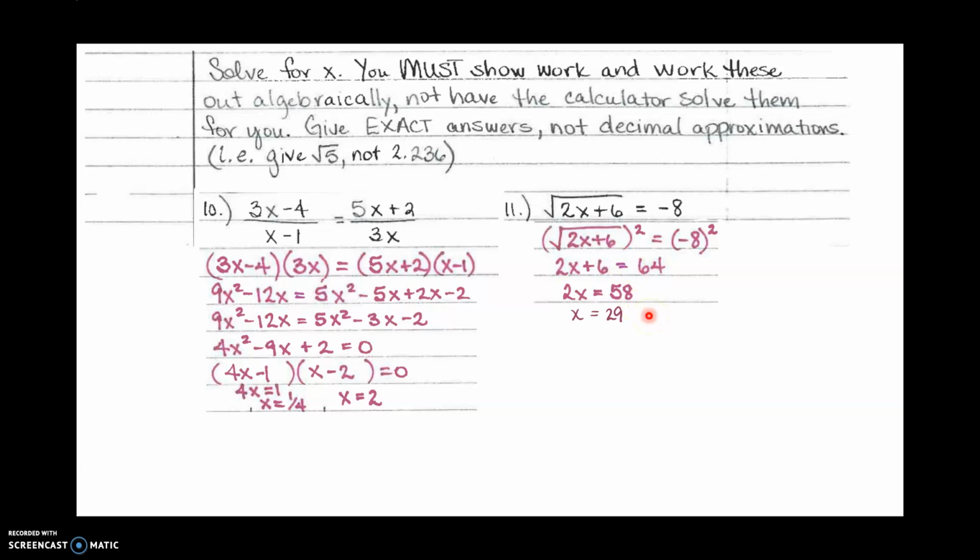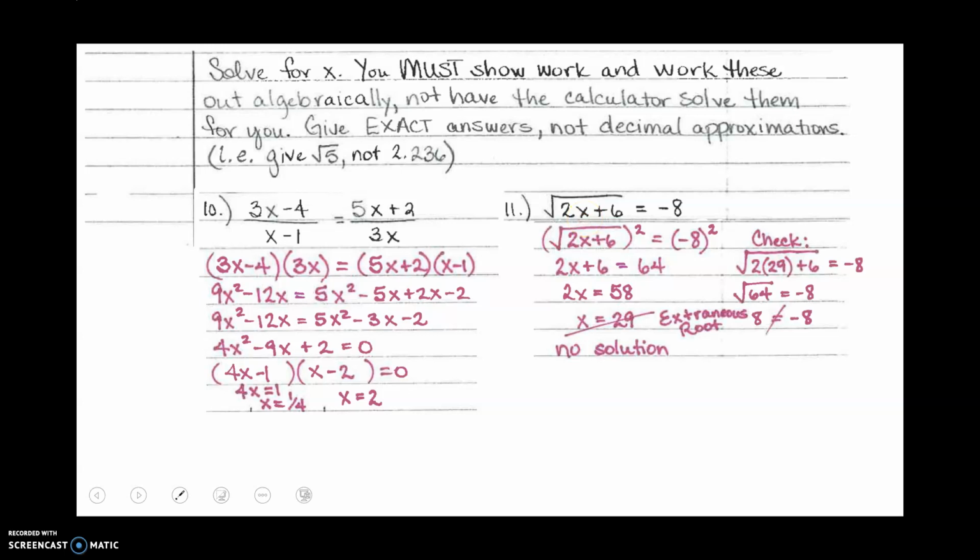So if we take 29 and plug it back in, it's got to go back into the original equation. So we would have 2 times 29 plus 6 is going to be 64. The square root of 64 does not give us a negative 8. All right, so 29 is the only solution we got, and it does not work. That means it's an extraneous root, so that means there is no solution to this problem.